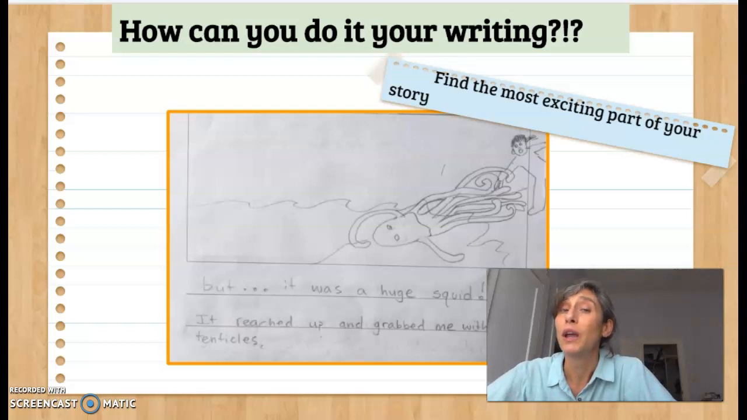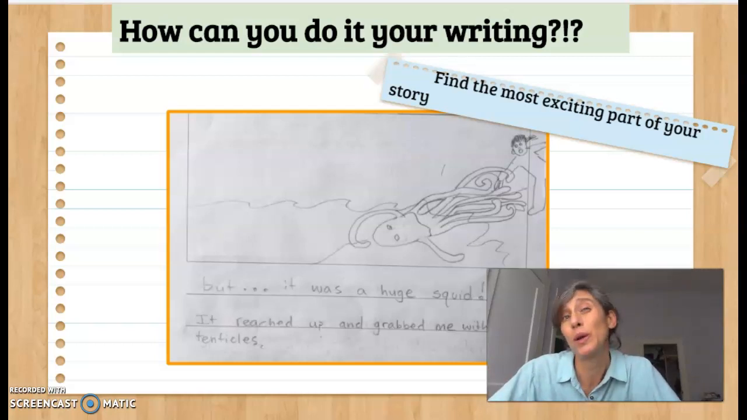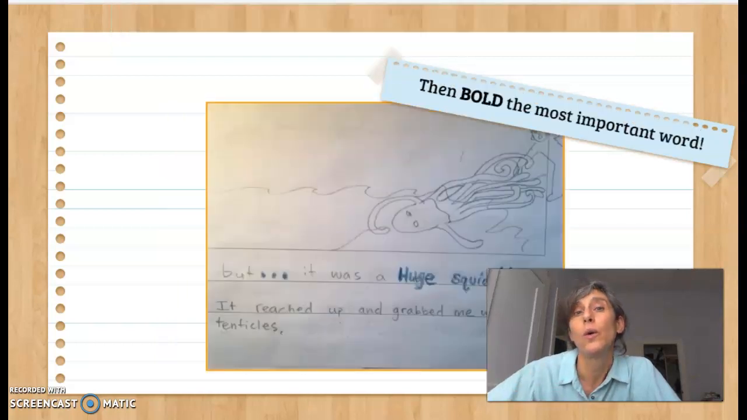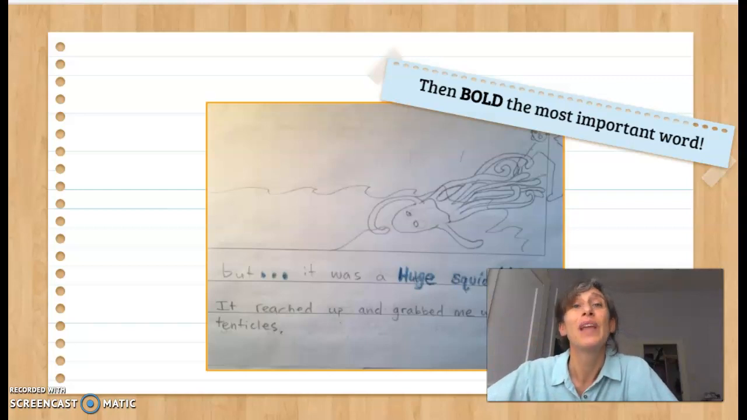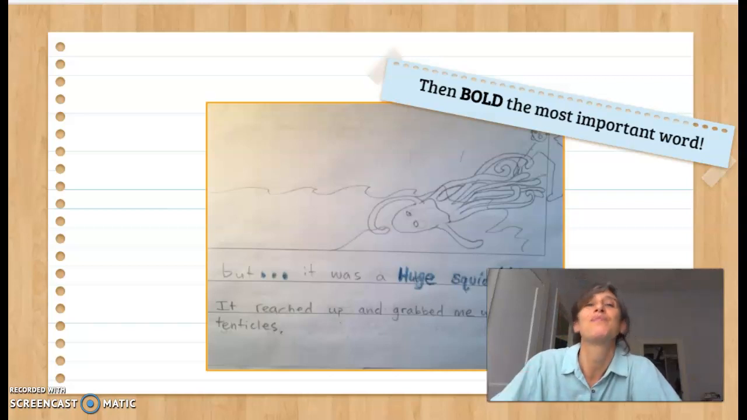So I'd gone through my whole story. I found what I think is obviously my most exciting page. And then I had to find the most exciting or important words on that page. Did you guess that it was going to be huge squid? Because it definitely was. And I used an oceany color, so you can even use a different color to make your reader even more excited and the word even more obvious.